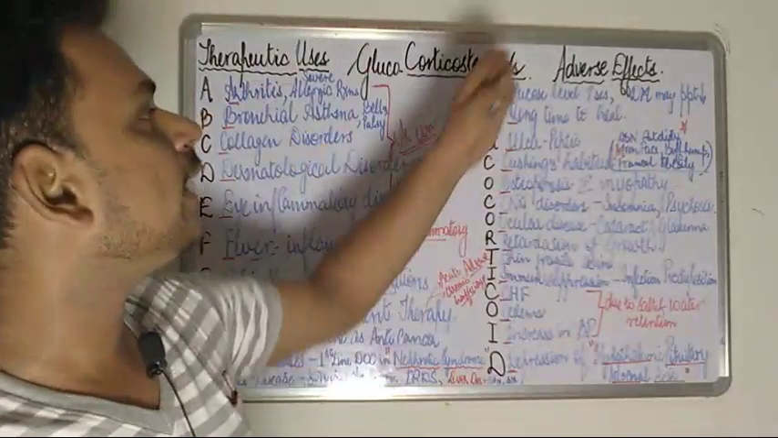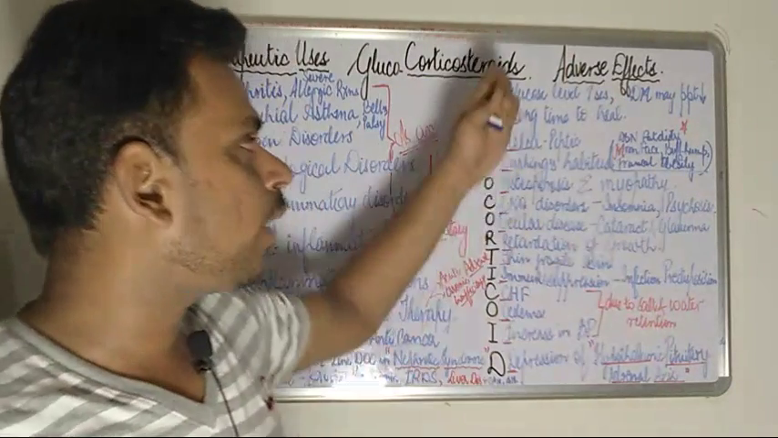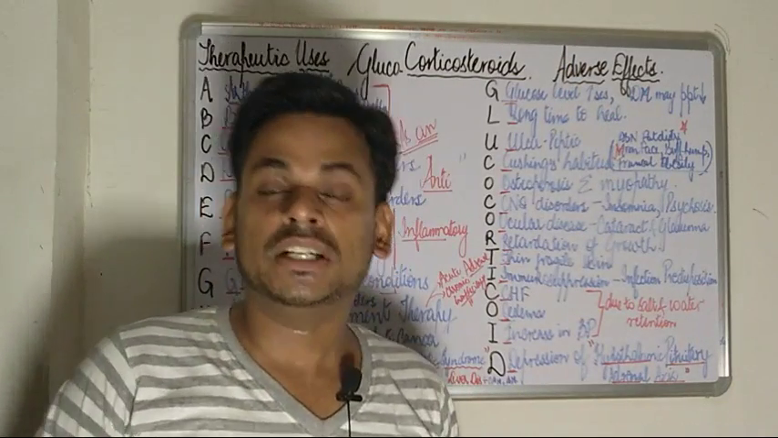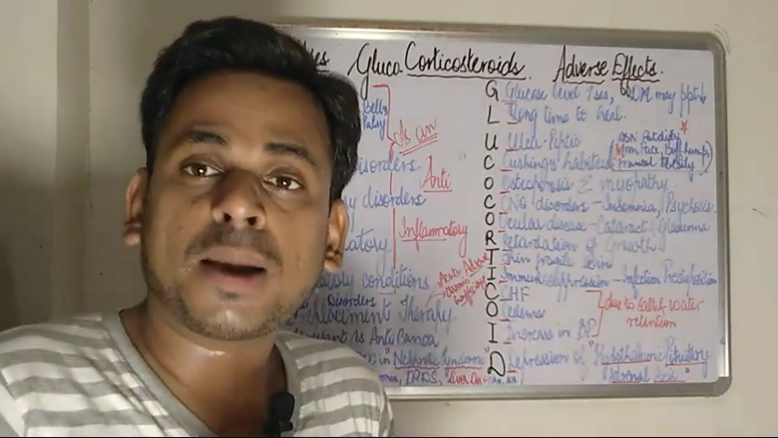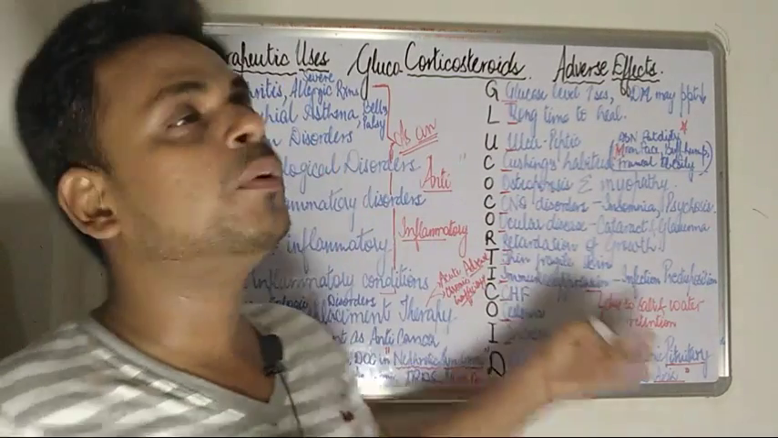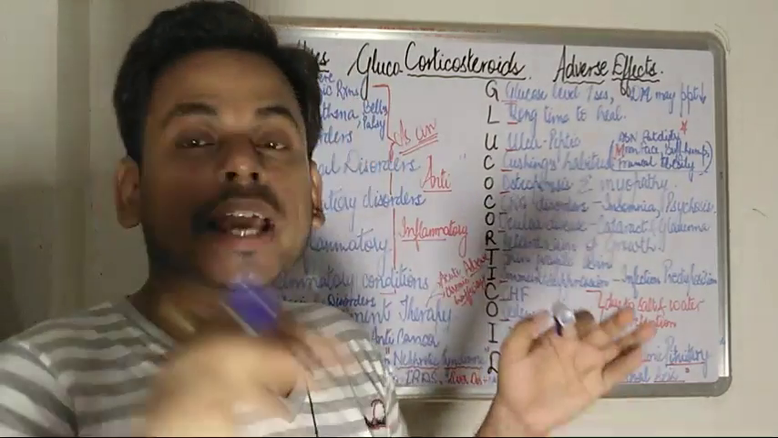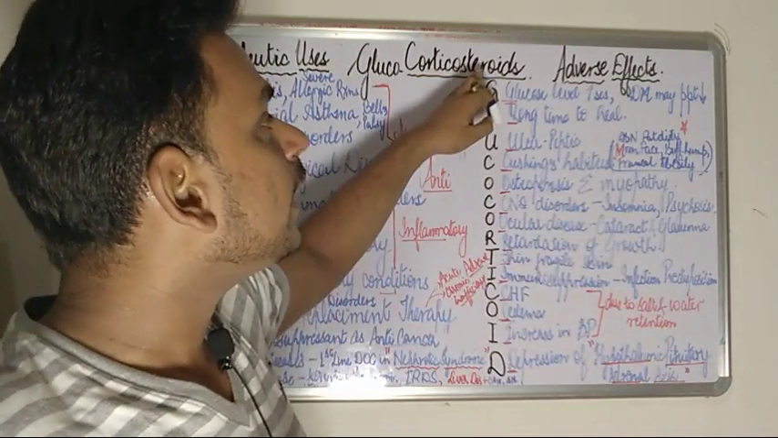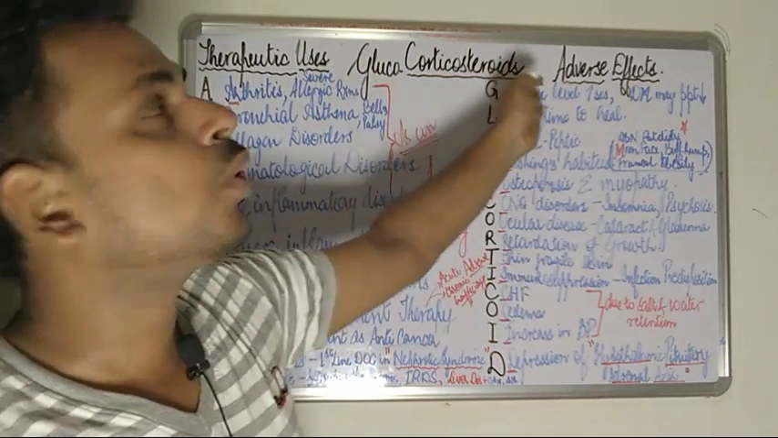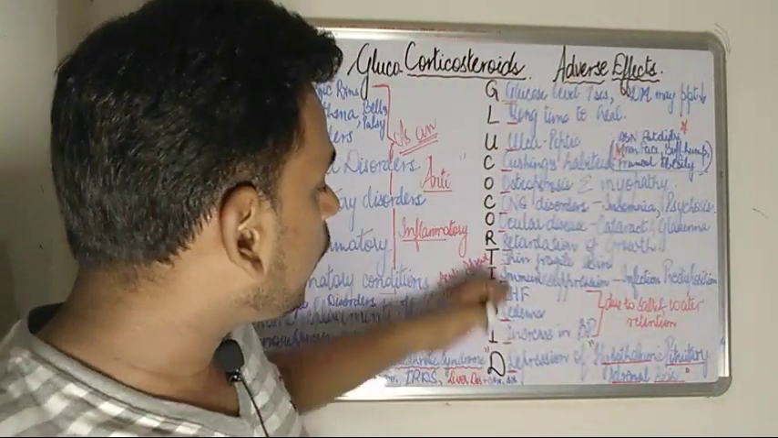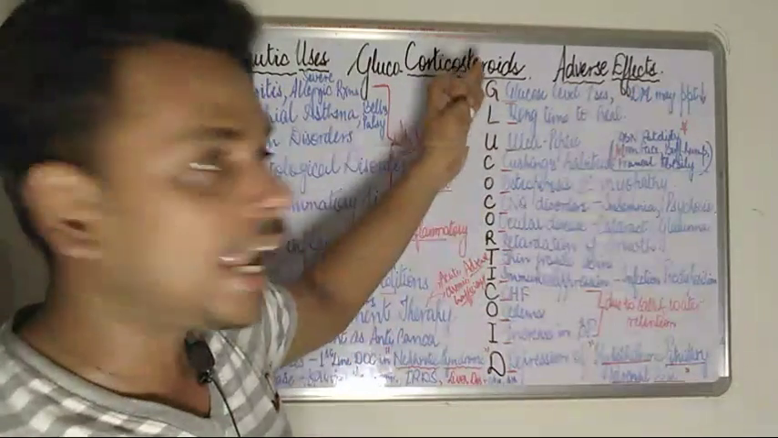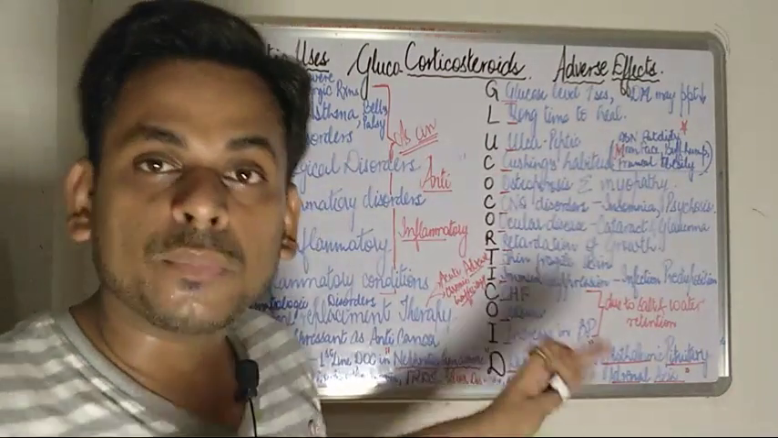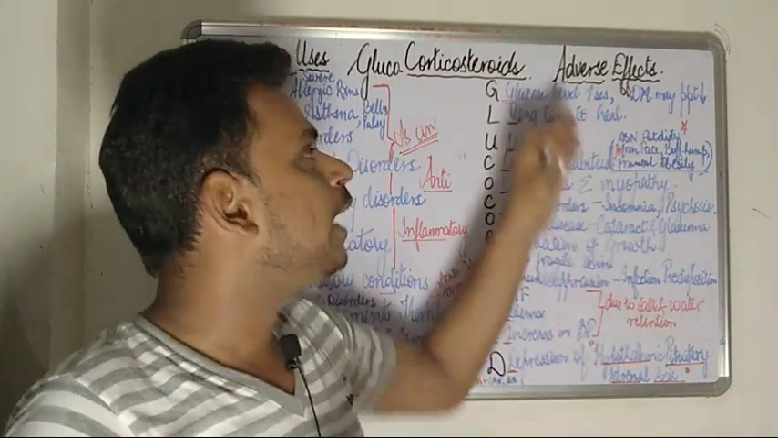Moving on to the next topic I'll be emphasizing, that is the adverse effects of the glucocorticoids. Students, in professional exams it again becomes very difficult to write about the adverse effects of the glucocorticoids. They can be better remembered if we look at the initials of the letters of glucocorticoid: G, L, U, C, O, C, O, R, T, I, C, O, I, D. Each alphabet will correspond to one of the adverse effects.